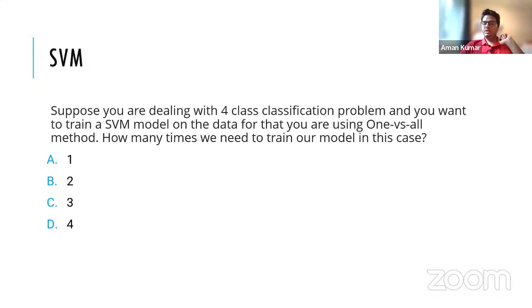Now, this is a conceptual one. You have to answer me. Suppose you are dealing with a 4 class classification problem. So how many classes do you have? Class 1, class 2, class 3, and class 4. Okay. That is your target. And you want to train an SVM model on the data using the one versus all method. Okay. One versus all. How many times do we need to train our model? How many times will you have to train your model, or internally how many times will the model be trained? Just to say, one versus all. Okay.